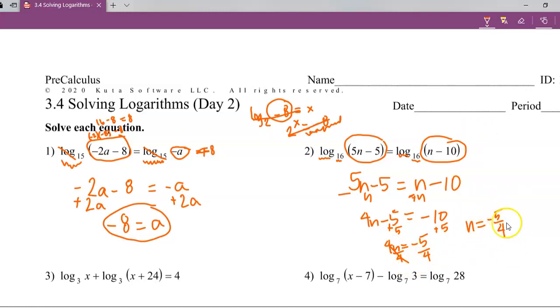Let's go ahead and check our solution. If I plugged in negative 5/4 here, I would get 5 times negative 5 over 4 minus 5. This would give me negative 25/4 minus 5, and 4 goes into 24 negative 6 times. So that gives me a negative inside my log, and because of that, this is not a good solution, and this is undefined.